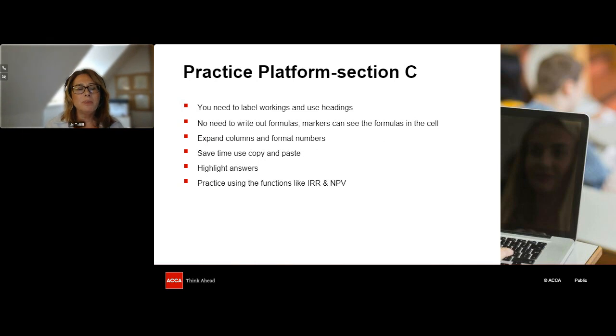So finally we come to the practice platform section C. I have a video for you to explain all these points which I've got here. You need to label your workings and use headings. There's no need to write out the formulas. The markers can see the formulas in the cell. It's a waste of your time. You must expand columns and format your numbers because it makes it easier for the marker. We don't want to see any hashtags.